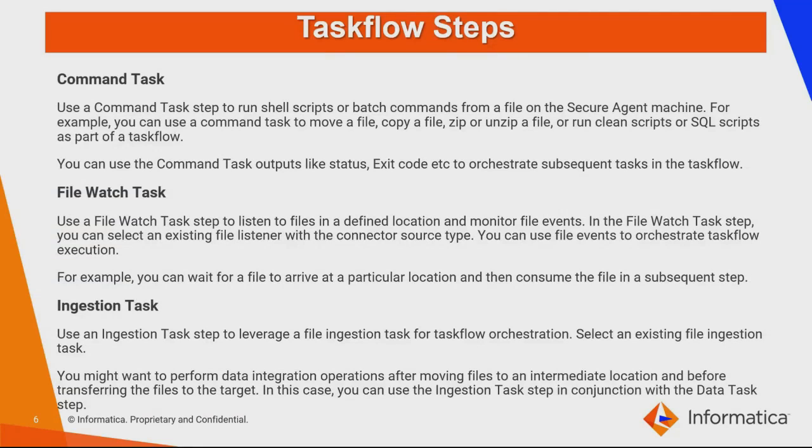Next is file watch task. Usually you may have a requirement to trigger a task flow based on an event. One such event is a file watch task. Use a file watch task step to listen to a file in a defined location and monitor file events. In the file watch task step, you can select an existing file listener with the connector source. You can use file events to orchestrate task flow execution. For example, you can wait for a file to arrive at a particular location and then consume the file in a subsequent step. You have a lot of configuration with respect to file listener, like the poll interval, whether the file should arrive, get deleted or updated, etc.